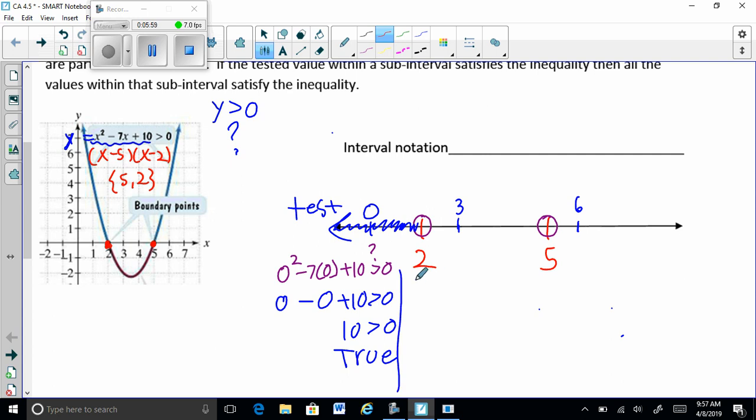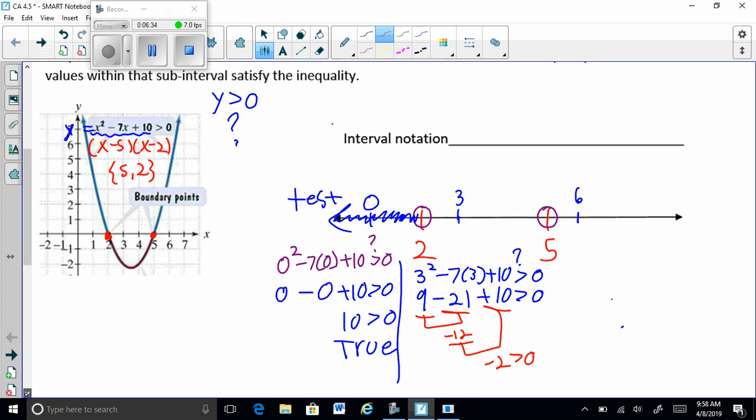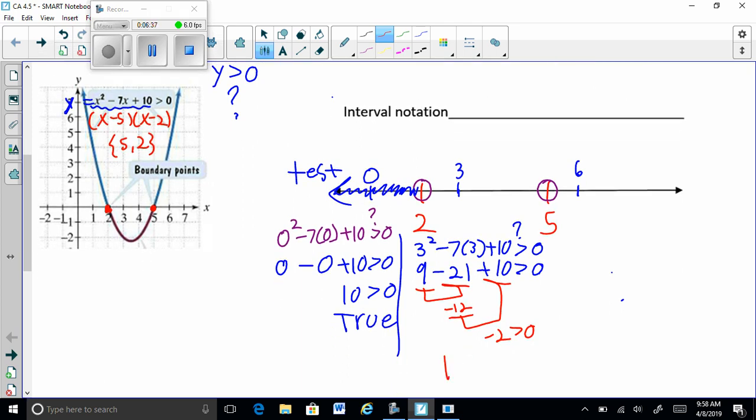All right, so here we're going to get 3 squared minus 7 times 3 plus 10. We want to know, is that greater than 0? So this is a question. 3 squared is 9, minus 21, plus 10, greater than 0. 9 take away 21 is negative 12. Negative 12 plus 10 is negative 2. So we end up with negative 2 is greater than 0, which is going to give us a false. So do not shade here. That's not part of my solution.